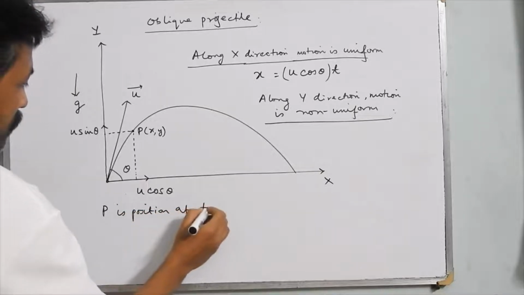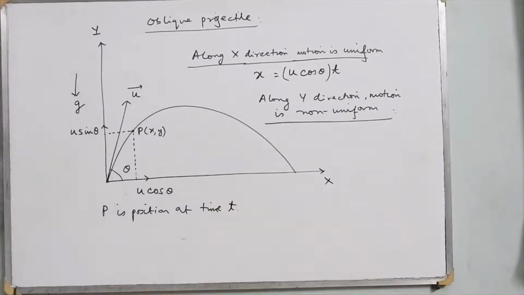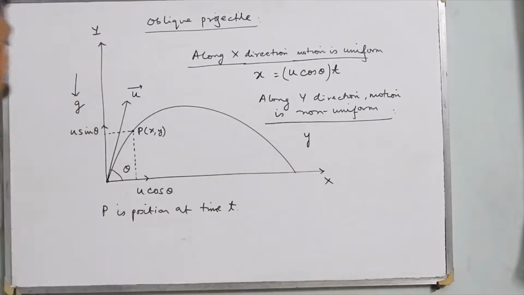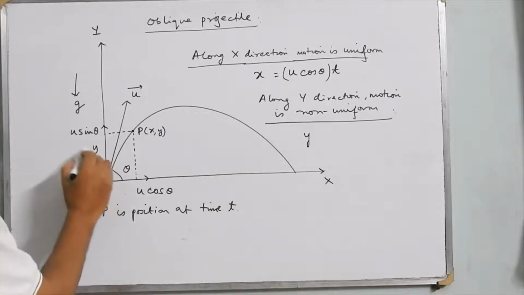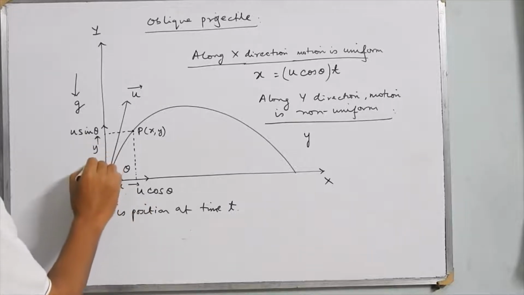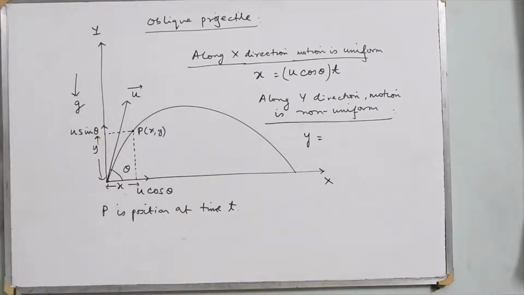Position at time t, and as such it is called the instantaneous position. So if you consider the vertical motion, the displacement in time t is y, because this is x and this is y. So that is equal to ut plus half gt square.